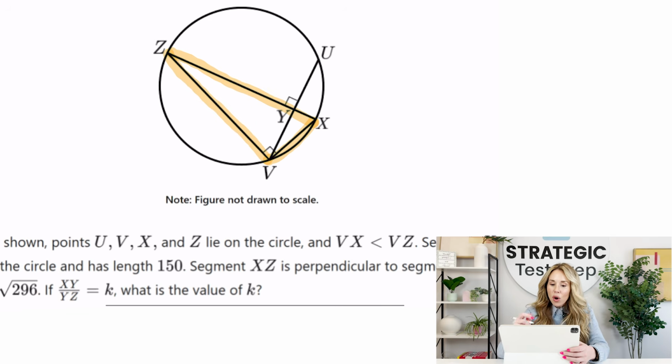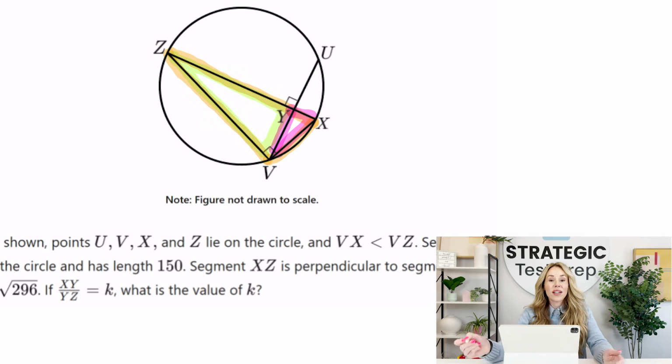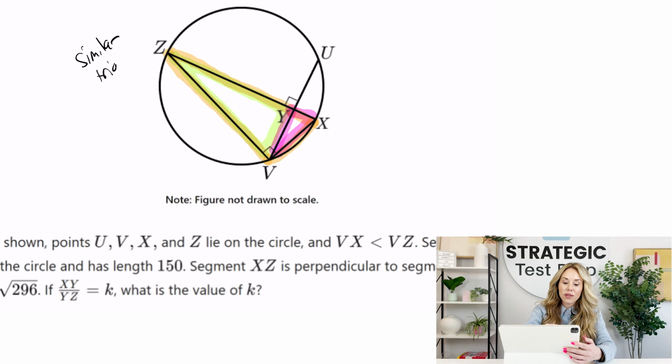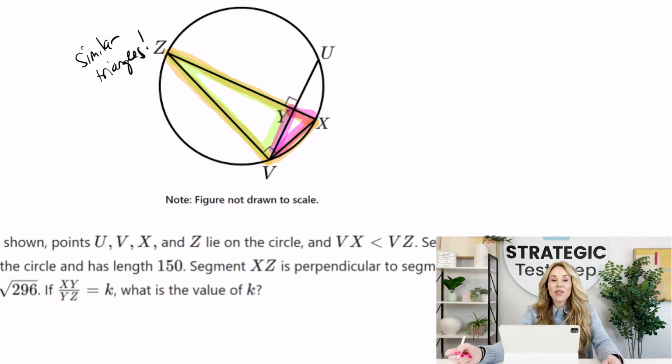And then we have 2 smaller right triangles, a medium-sized one and a little one, inside of the big right triangle. This is testing you on similar triangles. So is it really a circle problem? No. If it's a similar triangles problem, anticipate setting up a proportion. That's probably what you're going to have to do.